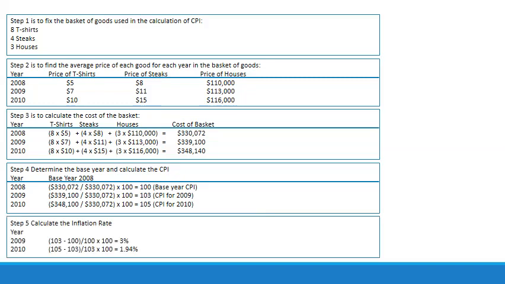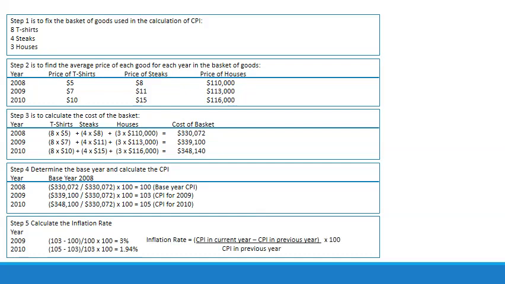Now, when we calculate the inflation rate, you'll see that the first year was easy, 3%. So from 2008 to 2009, inflation rose 3%. From 2009 to 2010, we have to do 105 minus 103 divided by 103. That gives us 1.94%. So that's how much inflation rose within the economy within that time period. 2008 to 2009, inflation rose 3%. 2009 to 2010, inflation rose 1.94%. So overall, between 2008 and 2010, inflation rose about 5%.